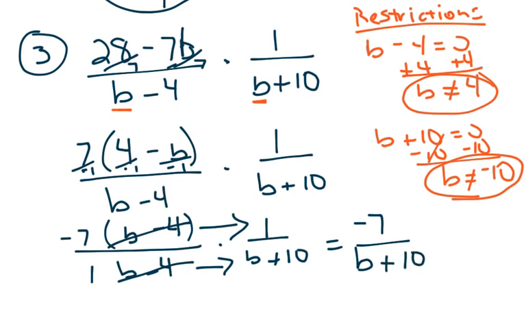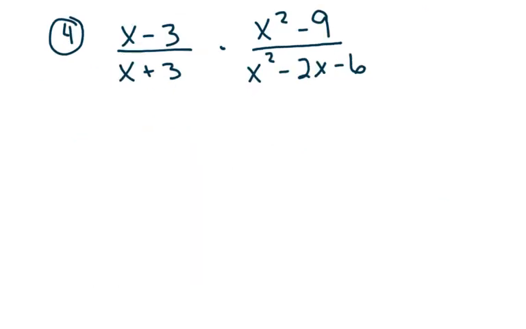Okay, we're going to do one last example. I'm going to give you a second to try it on your own, and then you can check the answer. Okay, here's your problem. I want you to find the restrictions, hit pause and find the restrictions, come back and check it, and then hit pause again and try working it, come back and check it.